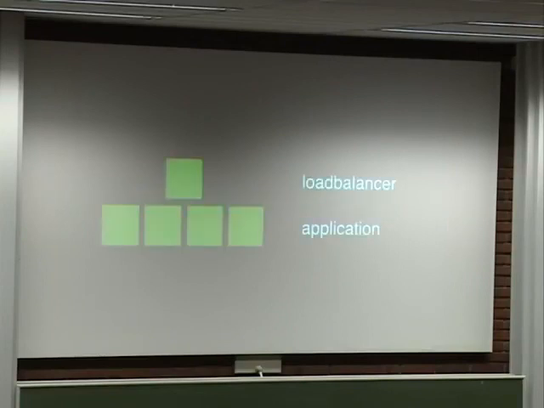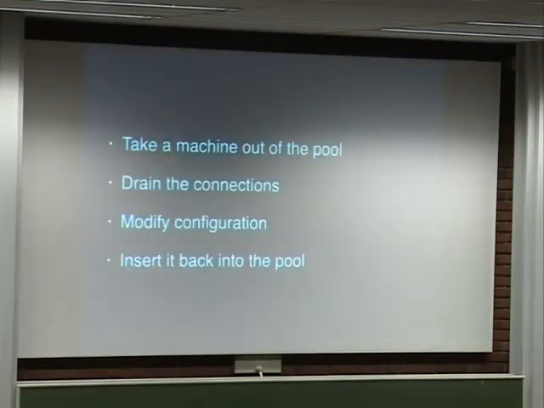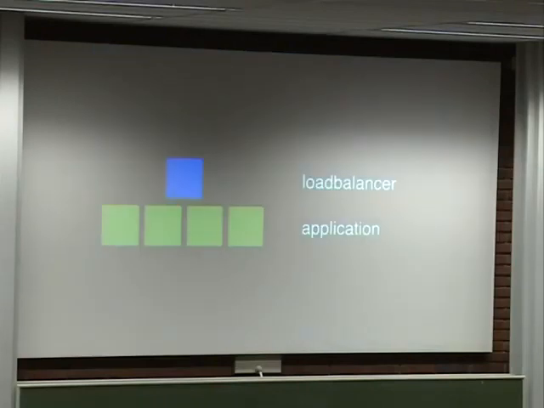So check this out. Here's part of that cluster. I have a load balancer. I have an application server pool, and my application is written in such a way that I need to do the following. I need to take a machine out of the pool, drain the connections, modify the configuration, and insert it back into the pool. So what I do is I change my configuration here, then here, here, here, here, here, here. I need to do this in a particular sequence in order to actually make this work.